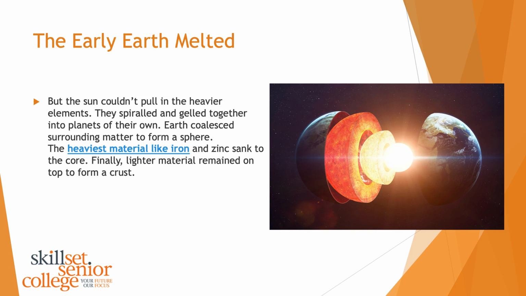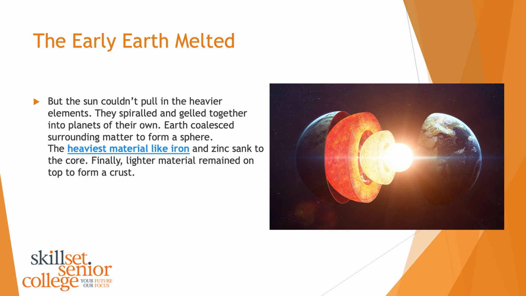They spiraled and gelled together into planets of their own. Earth coalesced surrounding matter to form a sphere. And the heaviest material in that matter, like iron and zinc, sank to the middle of the Earth to form the core. And finally, lighter material remained on top to form a crust. What actually happened was during the Hadean Aeon, the Earth was so hot because it was covered in radiation from the supernova explosion nearby that initiated the formation of our solar system, but also it was being bombarded by all of these asteroids, and it was a really, really horrible place to be for a human.